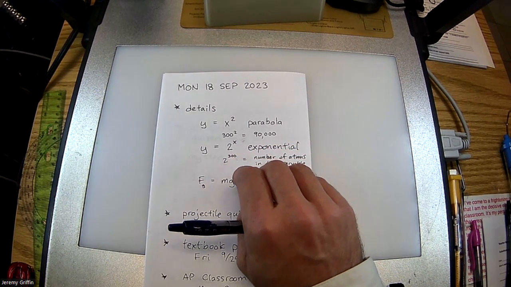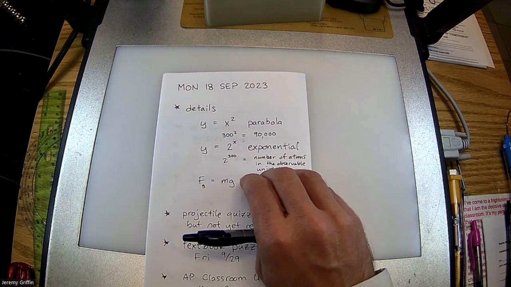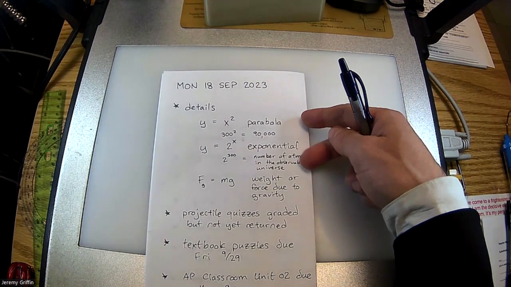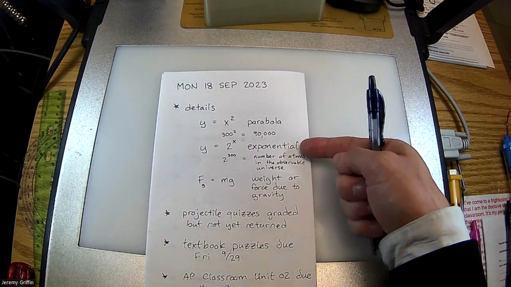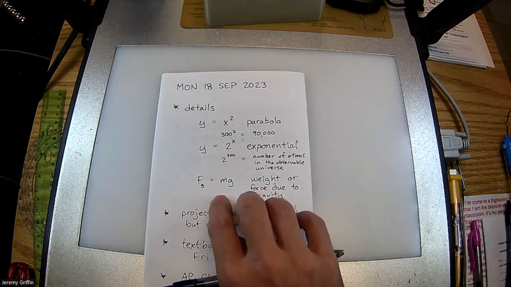Guys, 2 to the 300 is like the number of atoms in the observable universe. So that's wildly different, right? So this curve blows up real fast. Oh, another technical detail.